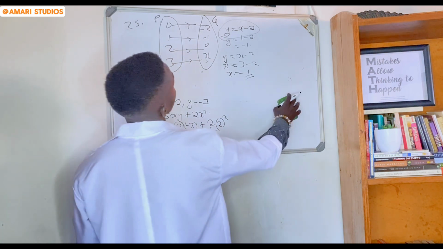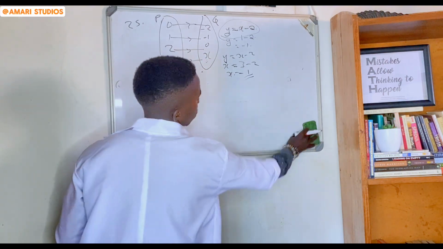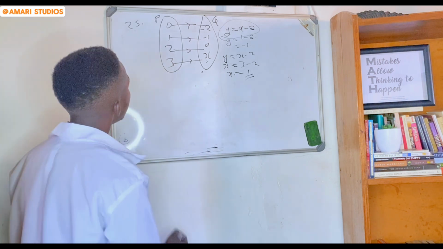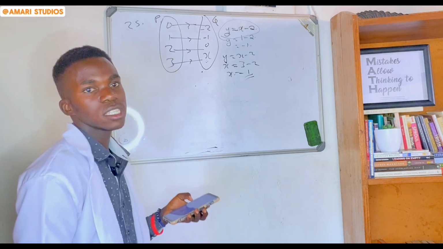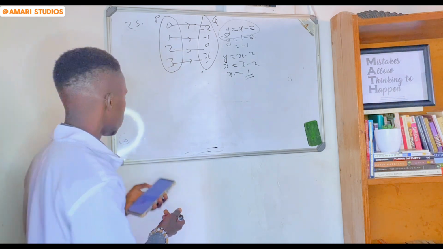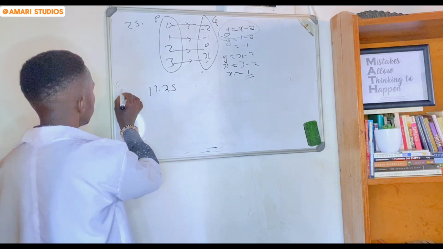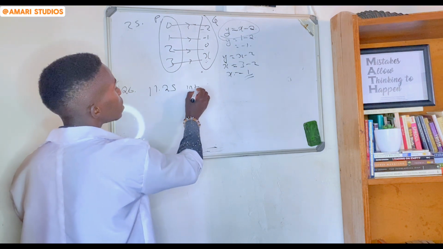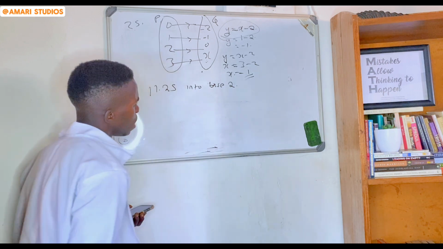We move on to the next question. This is my favorite part of the paper: converting the denary numbers into binary numbers. This is question 26. Convert 11.25 into base 2.